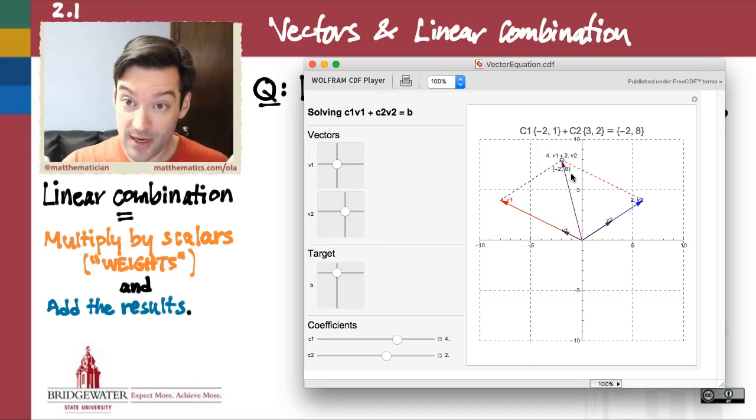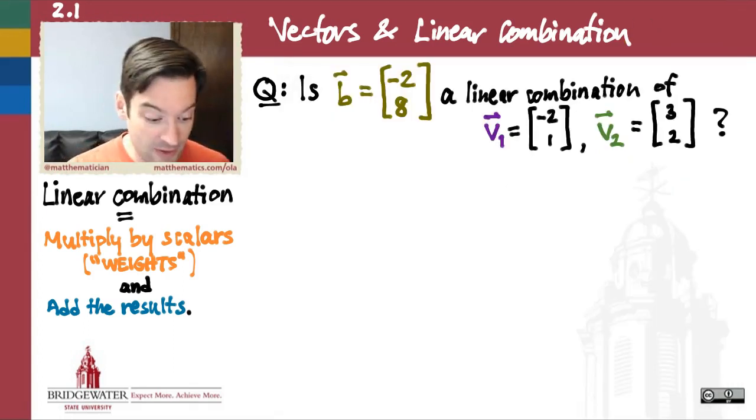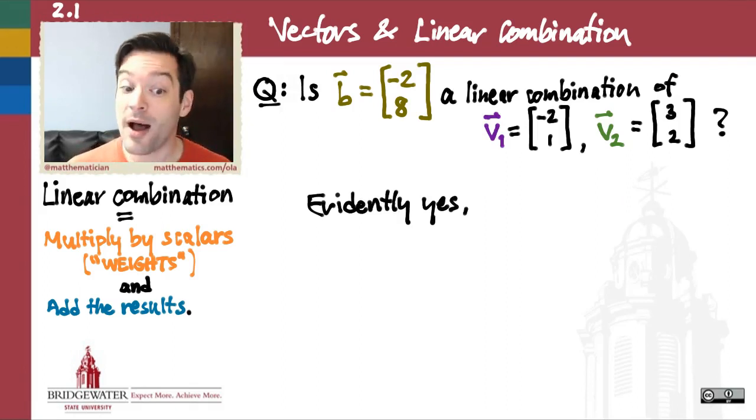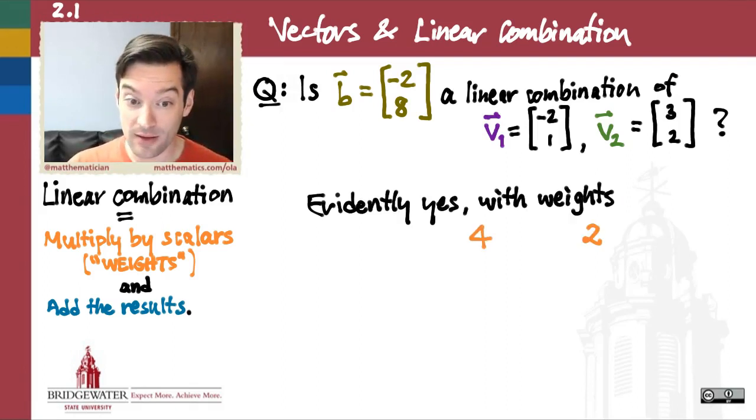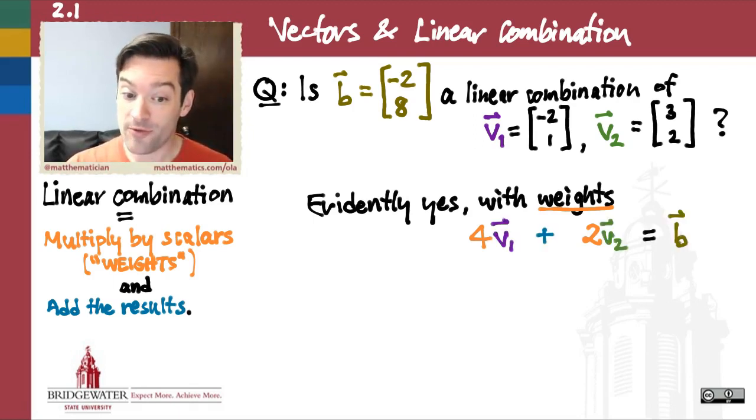The weights that I need in order to make that happen are respectively 4 of my first vector and 2 of my second vector. So evidently, the answer is yes, it's possible to make a linear combination of v1 and v2 equal to this b. We just need the weights to be 4 and 2, respectively. Namely, 4v1 plus 2v2 is equal to b.